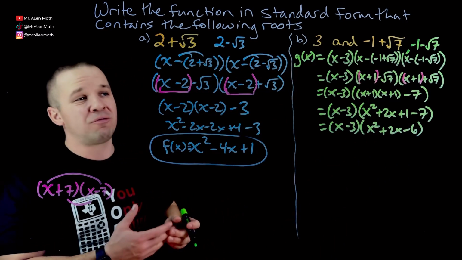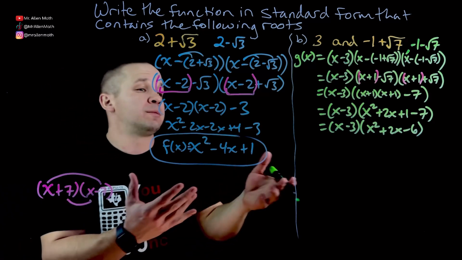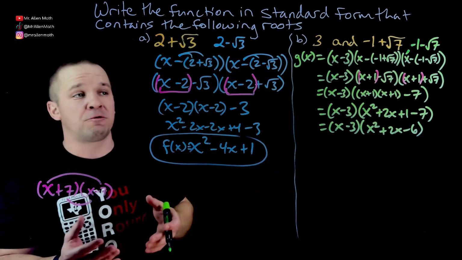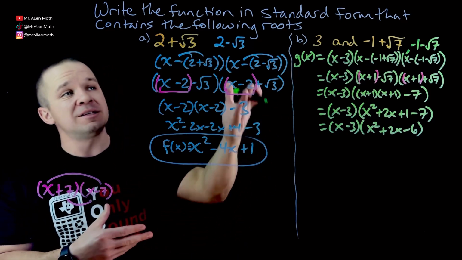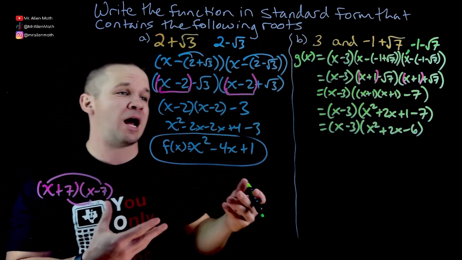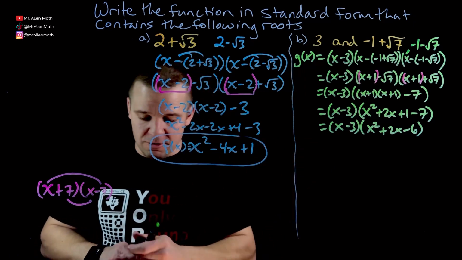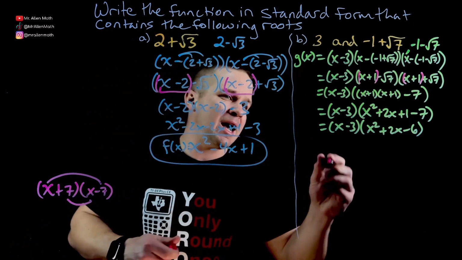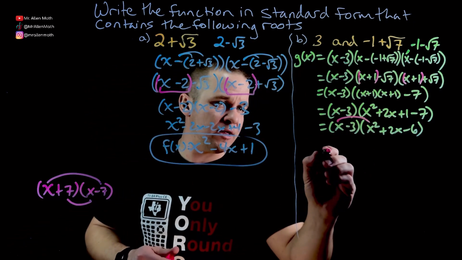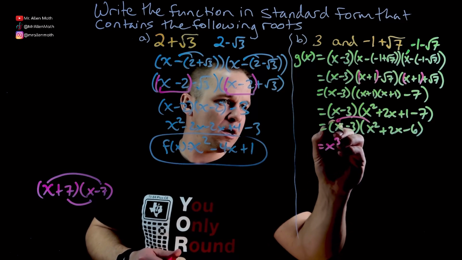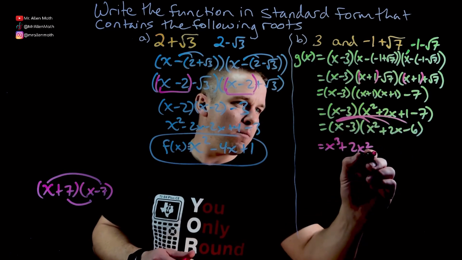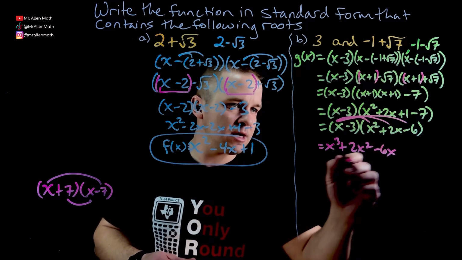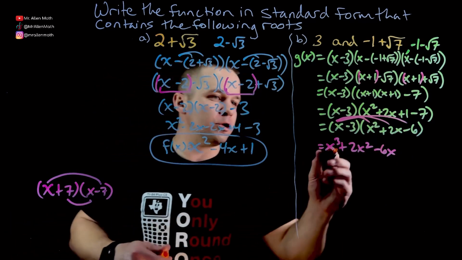So we're still in factored form. Sometimes they'll allow you to leave it like this. They'll say something like factored form with integer coefficients, right? No radicals, no imaginary numbers. But since this one does say standard form, we've got to multiply it out. So I'm going to do a different color here. We've got x times x squared. That's going to give me x cubed. Then we've got plus 2x squared minus 6x.